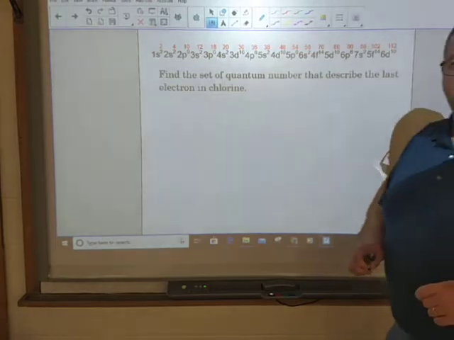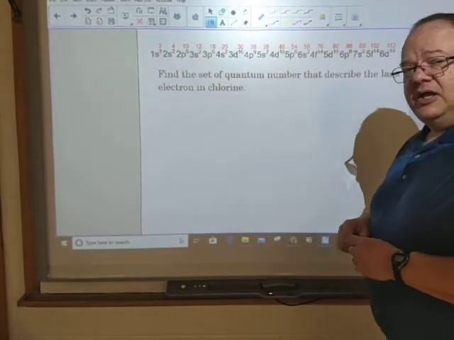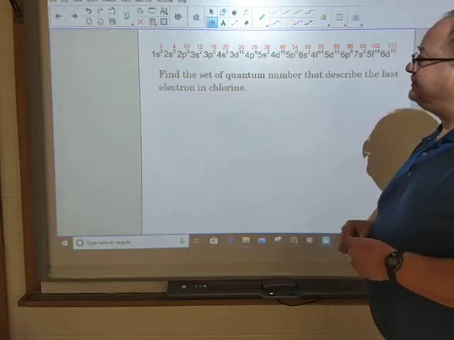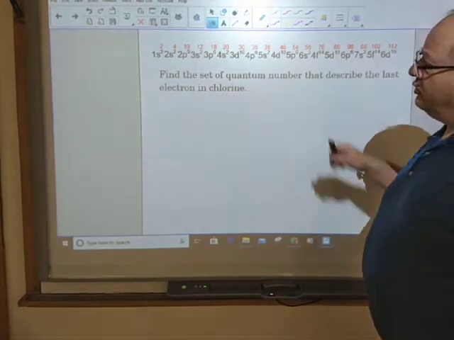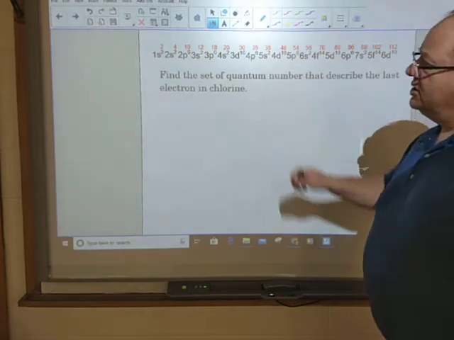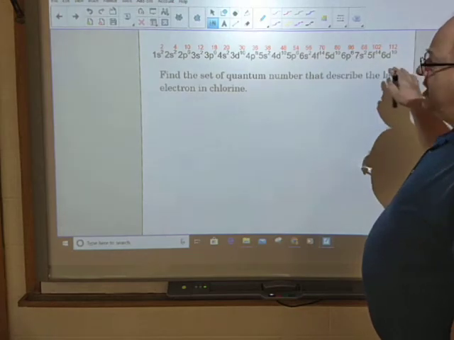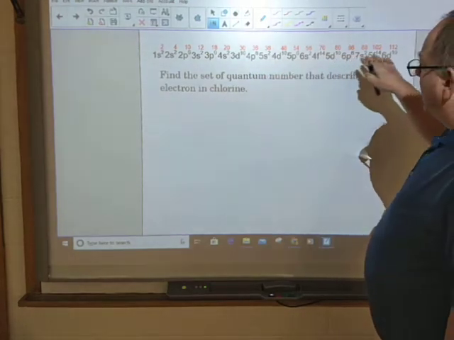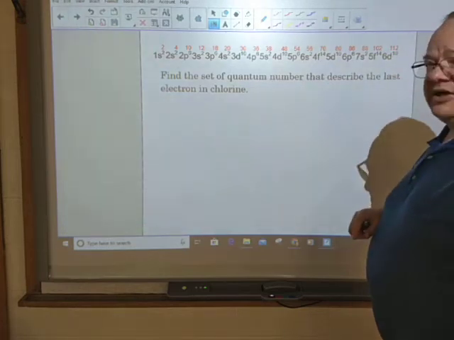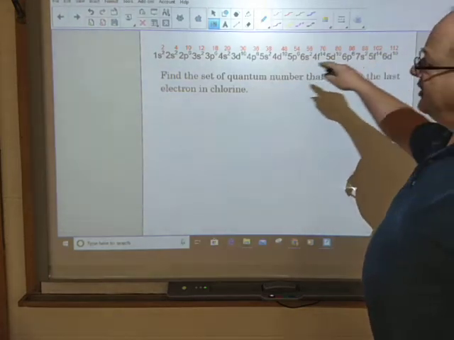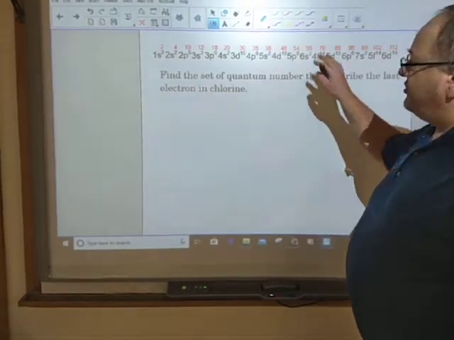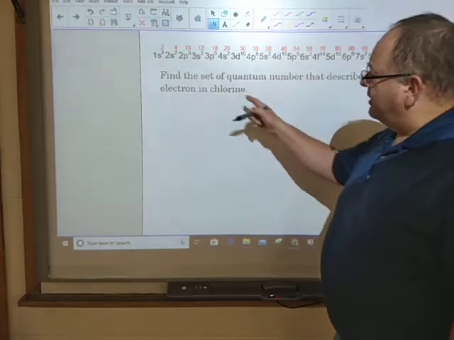All right, so we're going to work through a couple of example problems yet, and then I'm hoping that you have the skills that you can practice. So here's our question. We're going to find a set of quantum numbers that describe the last electron in chlorine. So I went ahead and I've written out a very long electron configuration. This goes up to 112 electrons. So I not only did the configuration, but I put in some reference numbers so I know how many electrons are. That's going to help me answer this quickly.